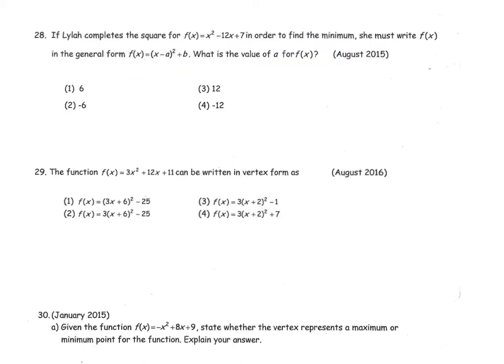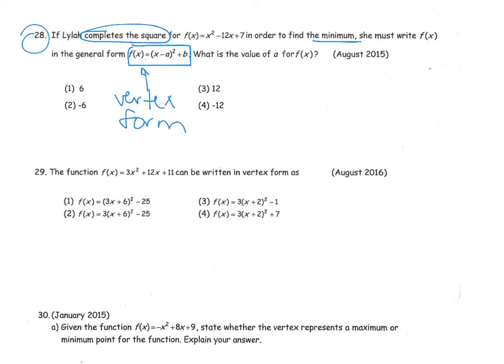All right, so if we take a look at question 28, this is on page 22, question 28, we have Lila completing the square in order to find the minimum. She must write it in its general form. Okay, so there's vertex form. And that should make sense. If you're finding the vertex, well, the vertex is either a maximum or a minimum. And here, in this case, it's a minimum. We want to know what is the value for a for this function f of x. Okay, and this was from the August 2015 Regents.